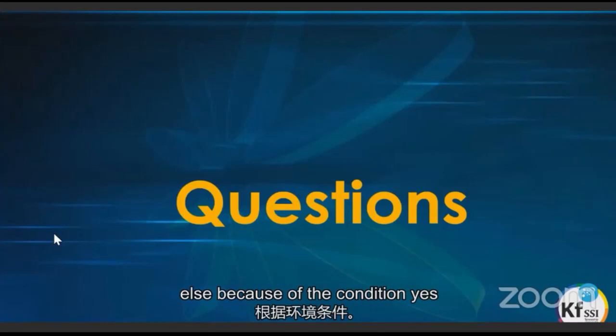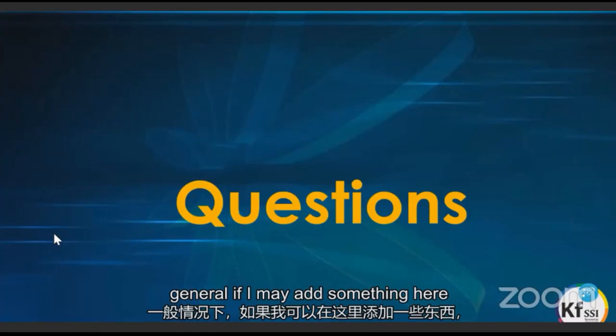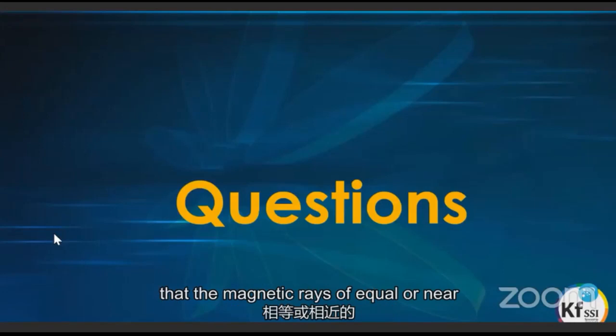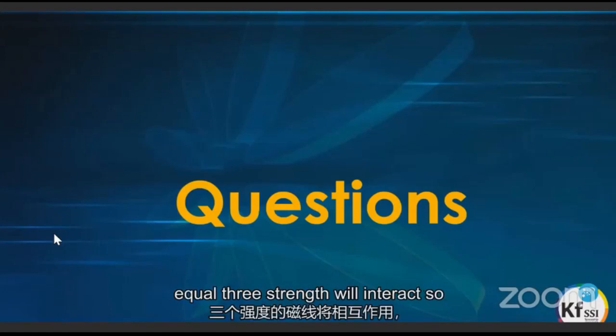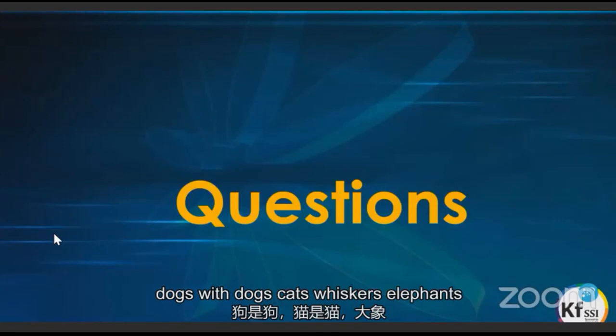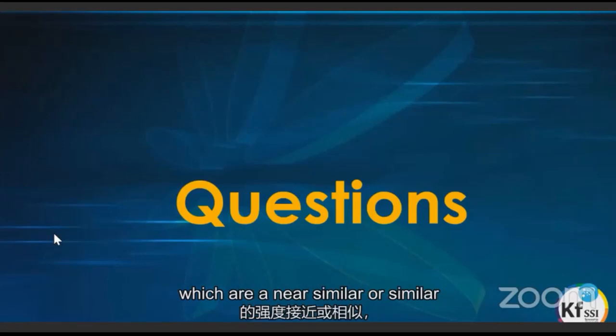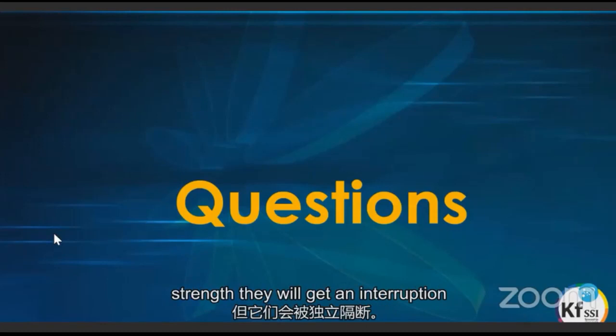Okay. Yes, Jim, and if I may add something here. One of the basic principles is that the magnetic rays of equal or near equal field strength will interact. So dogs with dogs, cats with cats, elephants with elephants, and so on. Those fields which are of near similar or similar strength, they'll get an interaction.